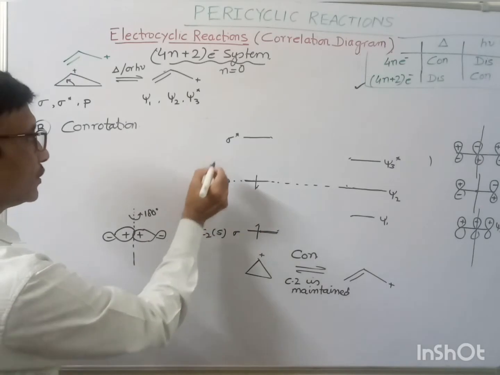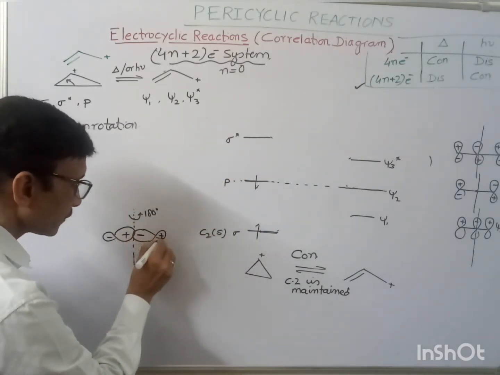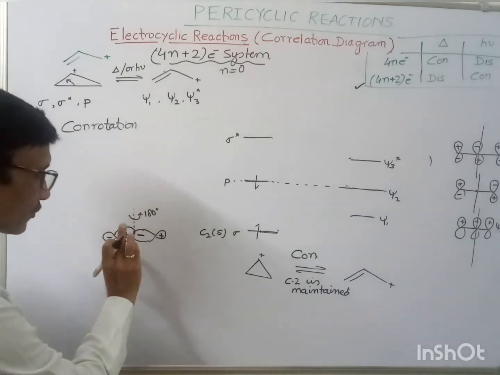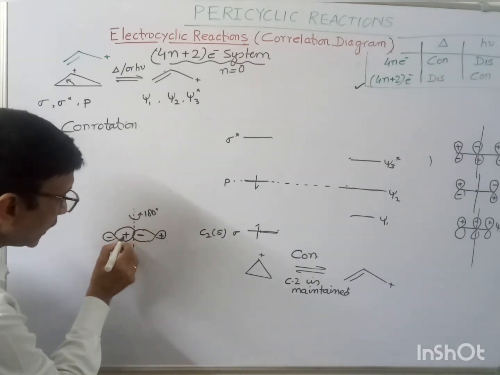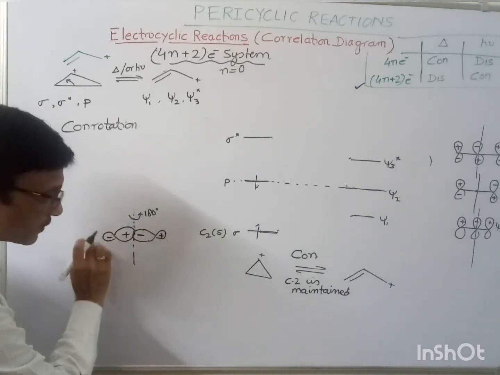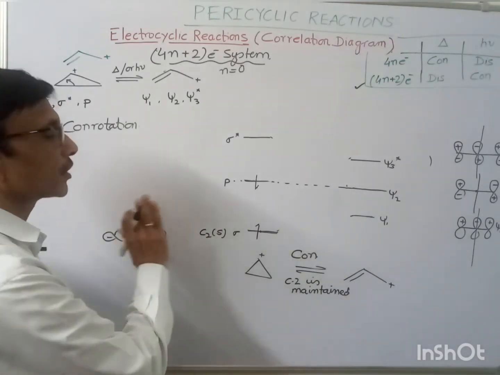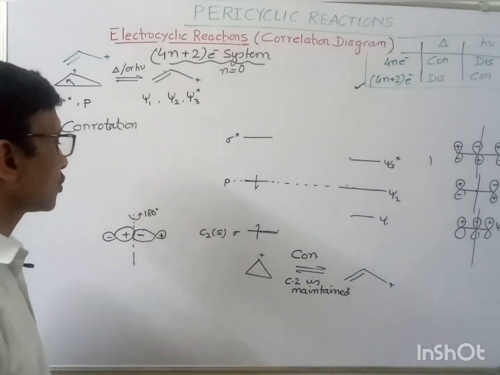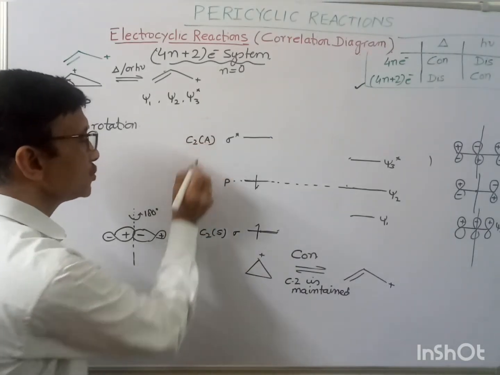What about sigma star? This is our sigma star, plus minus. Now if you rotate it by 180 degrees, what will happen? In place of plus, this minus will come, and in place of this minus, this plus will come after rotating by 180 degrees. So we are not getting the same molecular orbital. That's why it is anti-symmetric with respect to C2.